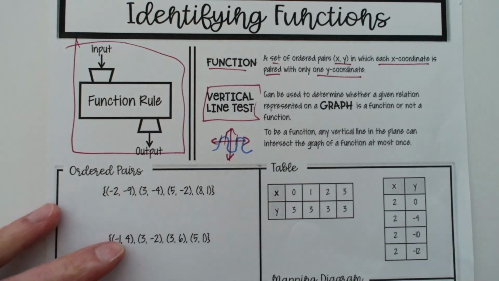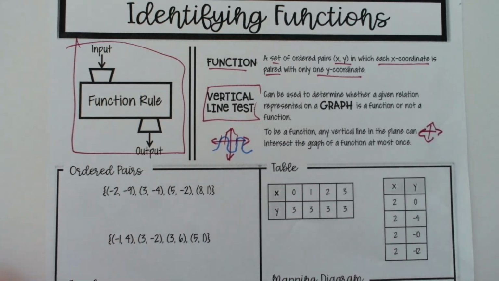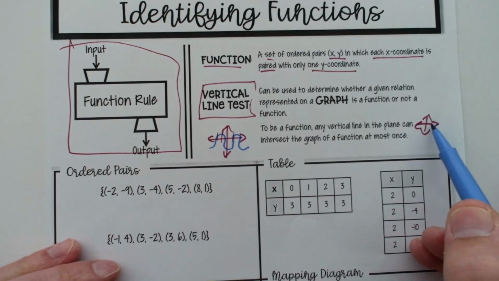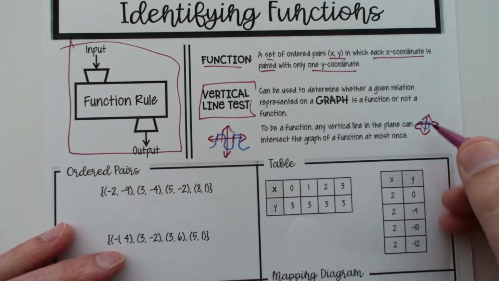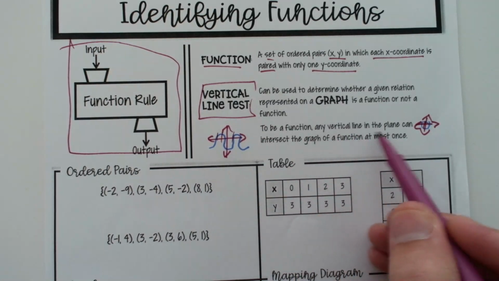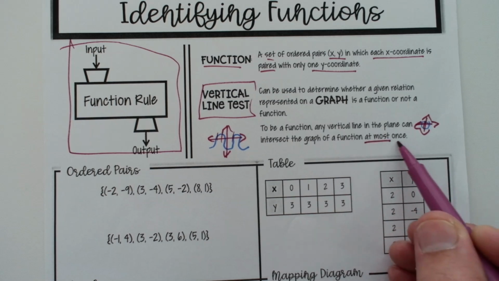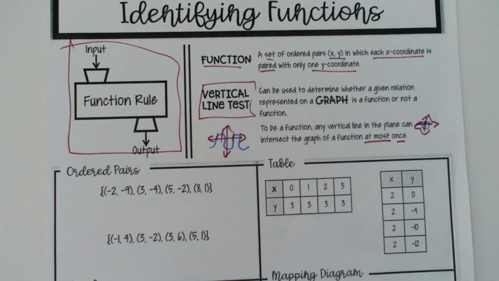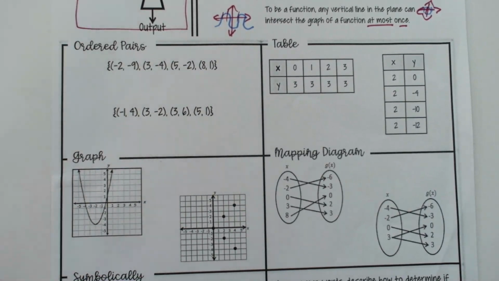If it doesn't pass the vertical line test, say my graph is a circle, then it is not a function, it fails. To be a function, any vertical line in the plane can intersect the graph of the function at most once. So it doesn't have to intersect it, but the most it intersects is once. So let's look at these 4 examples. These 4 are kind of the easiest ones to understand.